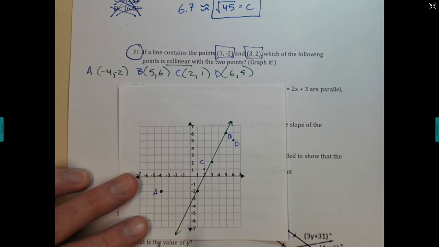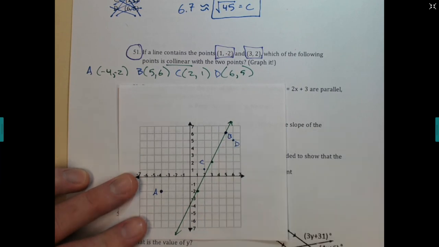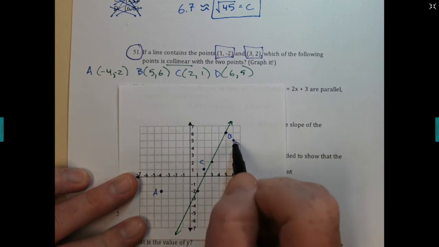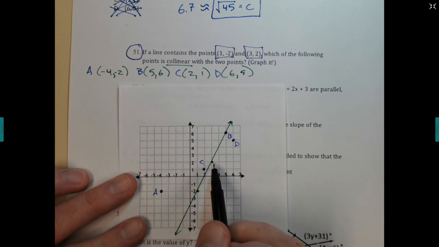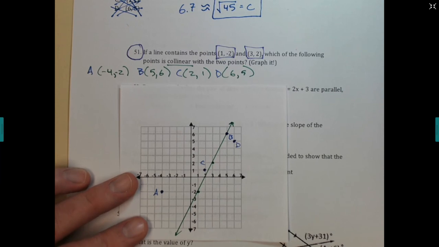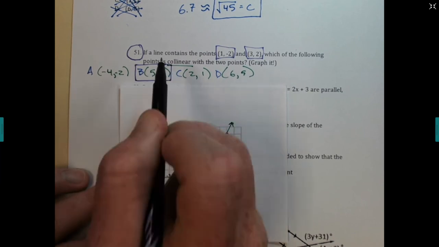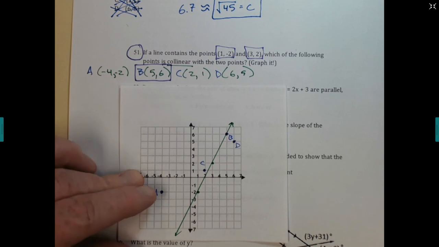So the question is point A, point B, point C, or point D collinear with the 2 points that I gave you here in green? B. B is our answer. Ryan, thanks for playing. That's good stuff.